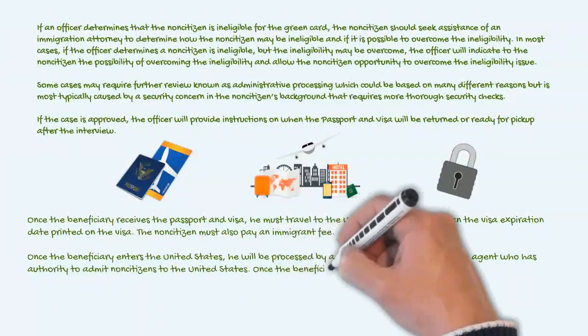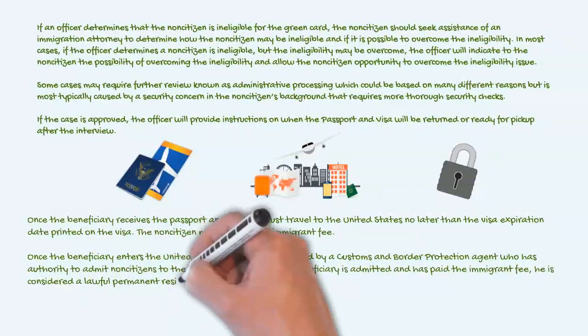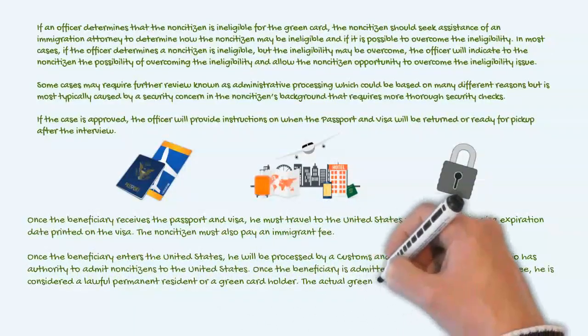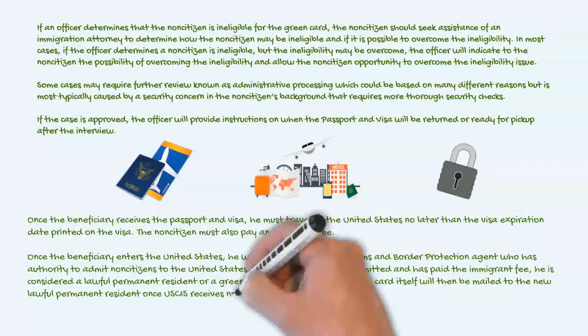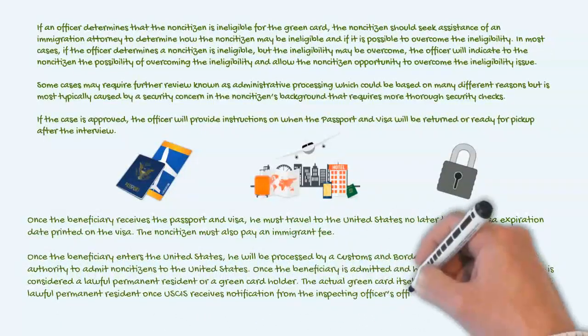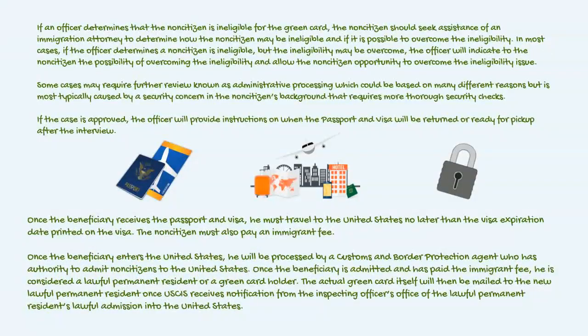Once the beneficiary is admitted and has paid the immigrant fee, he is considered a lawful permanent resident or a green card holder. The actual green card itself will then be mailed to the new lawful permanent resident once USCIS receives notification from the inspecting officer's office of the lawful permanent resident's lawful admission into the United States.